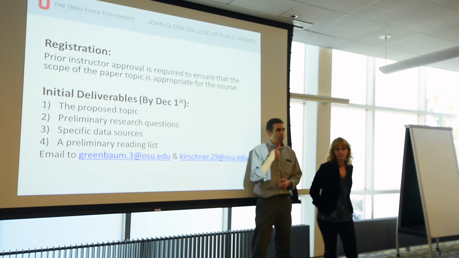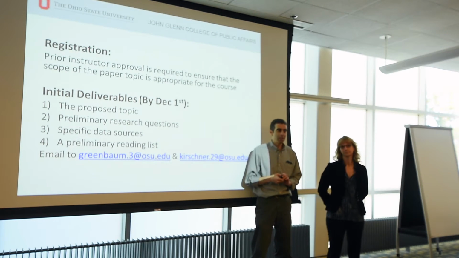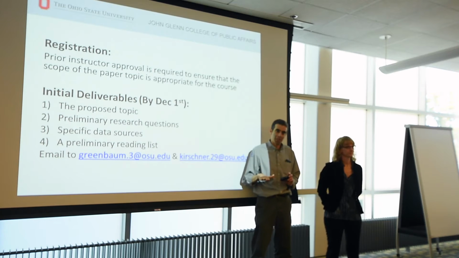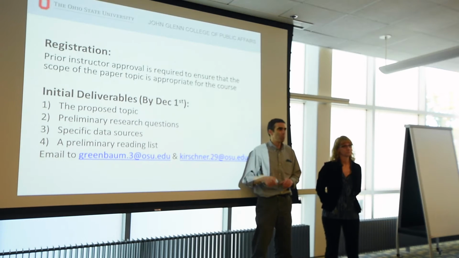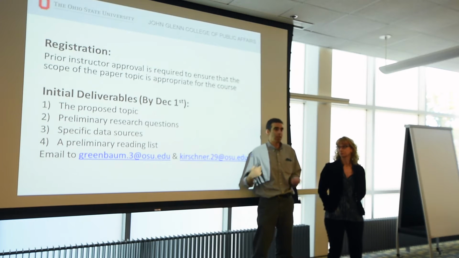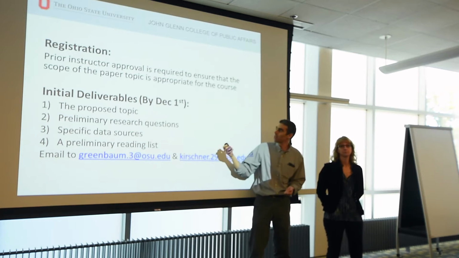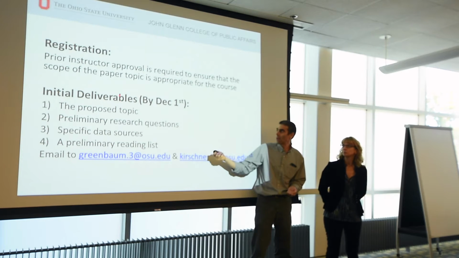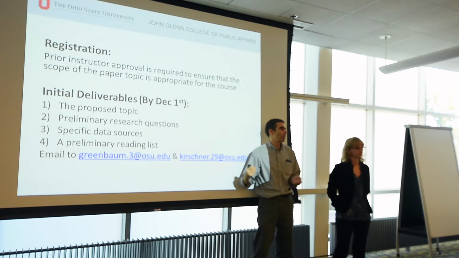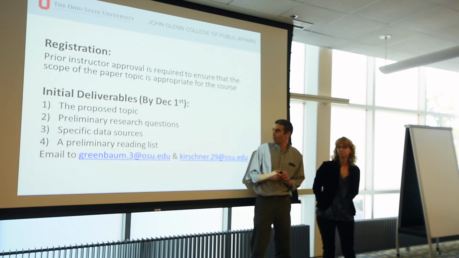So one difference between our class and their classes is that our registration cap is 0 right now, and you have to get approved to get into our class. And we just want to make sure that you have a topic that's doable. Right? So you need to send us a short email with your proposed topic, your preliminary research questions. You don't have to have refined hypotheses yet.